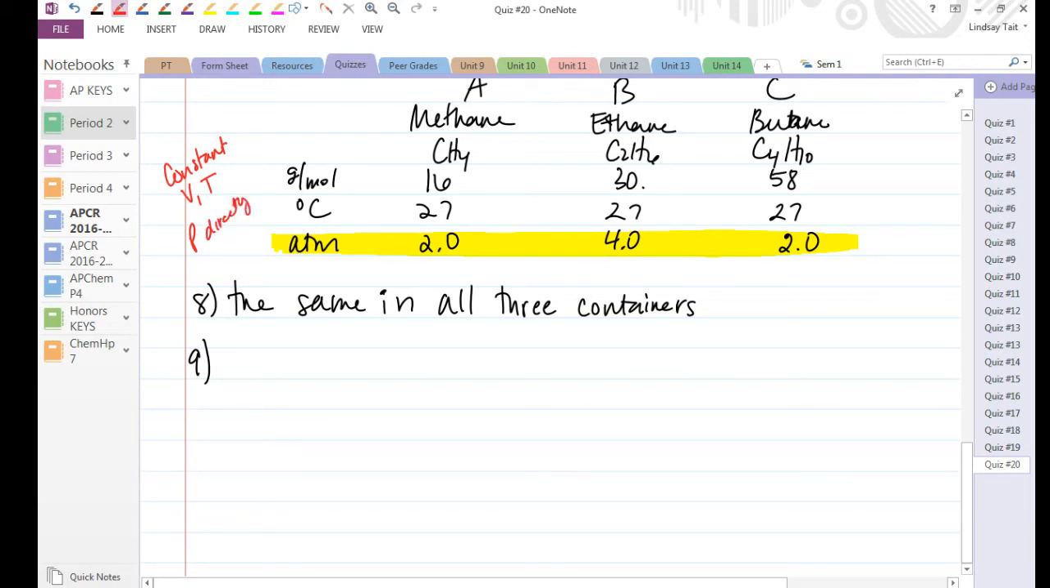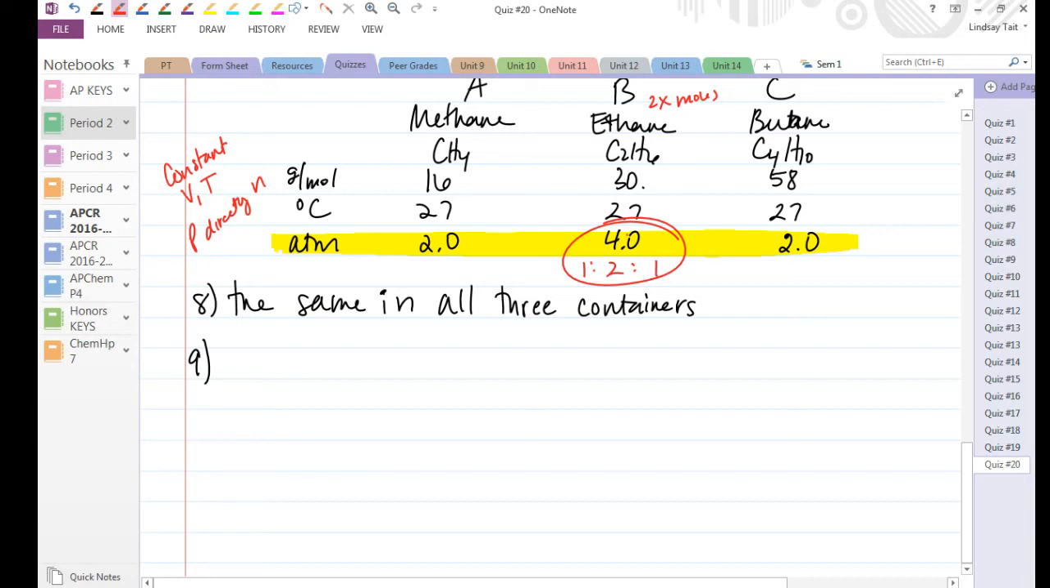Pressure is directly related to moles. Meaning, I don't know how many moles I actually have, but it's going to be a 1 to 2 to 1 ratio. This container actually has twice as many moles as the other containers, just given the difference in the pressures. Right? There's so much empty space that it doesn't matter how big they are, though. It just matters how many are there.